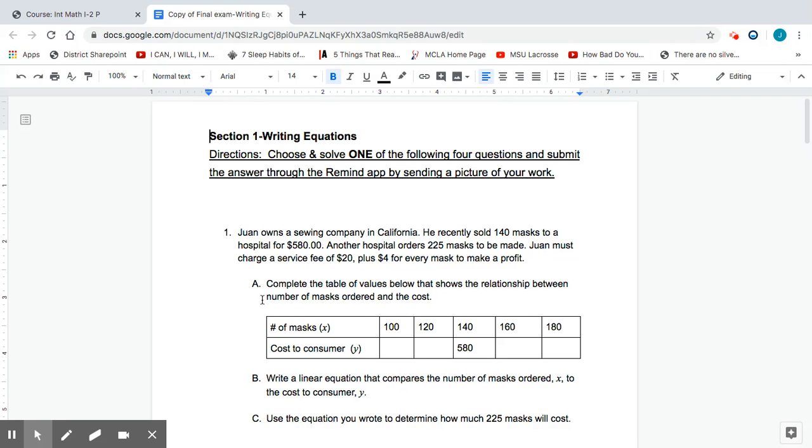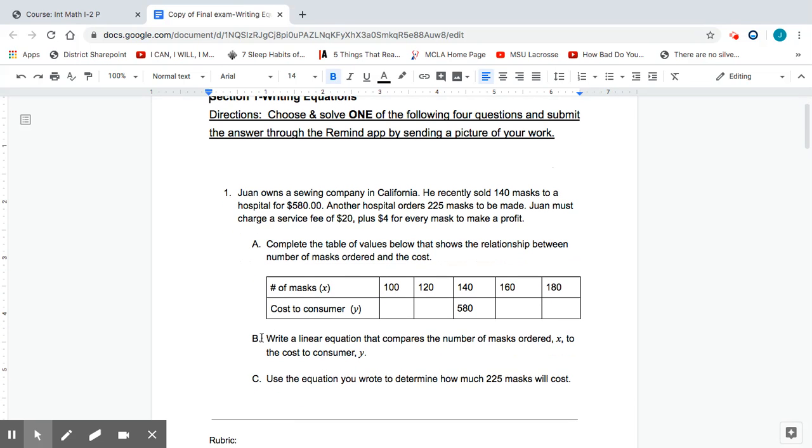Then part A, complete the table of values below that shows the relationship between number of masks ordered and the cost. So the number of masks ordered, these would be your X values, 100, 120, 140, 160, 180. And then the cost to consumer, those would be your Y values, would be 580. Complete the other 2 boxes here and complete the other 2 here.